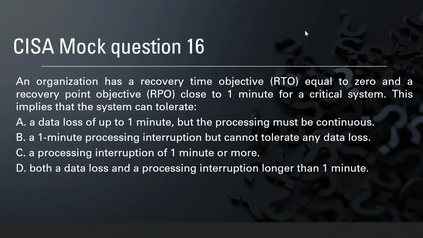So RTO relates to maximum tolerable downtime. RPO relates to maximum tolerable data loss. So data loss you can have up to 1 minute, but downtime you cannot have. So the processing should be continuous. So A is the right answer for this question. So it is from domain 4.